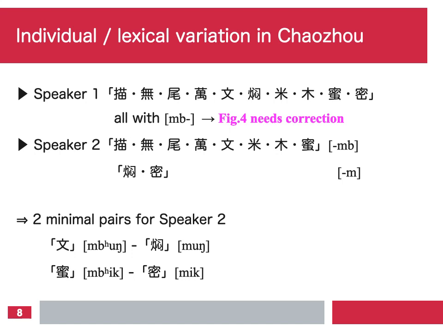Importantly, we found individual and lexical variation in Chaozhou Chinese. Speaker 1 produces all these words with denasalized nasal. So we are sorry that the left column of figure 4 needs correction. But speaker 2 produces many of these words with denasalized nasal, but only 2 words with full nasal. So for this speaker, we obtained 2 minimal pairs, which we will rely on later.